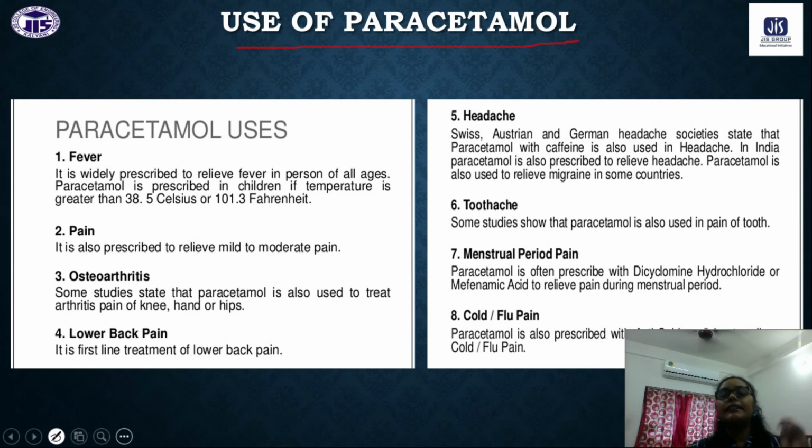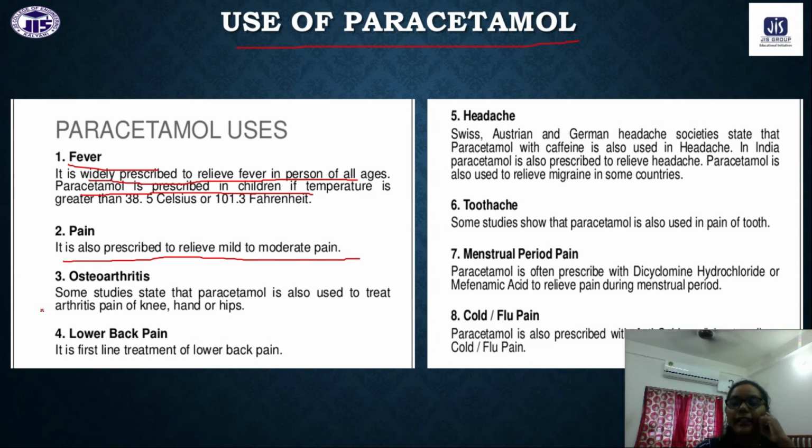So what are the uses of paracetamol? If we have fever, it is widely prescribed to relieve fever in persons of all ages. So paracetamol can be used for the treatment of fever. It is also used for pain relief. Pain can be relieved by paracetamol. Osteoarthritis: some studies state that paracetamol is useful for this disease also.